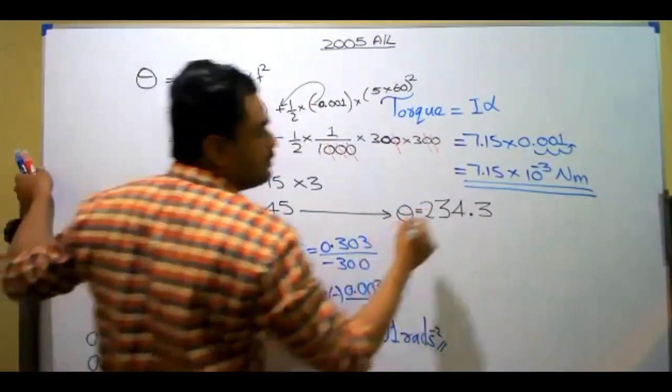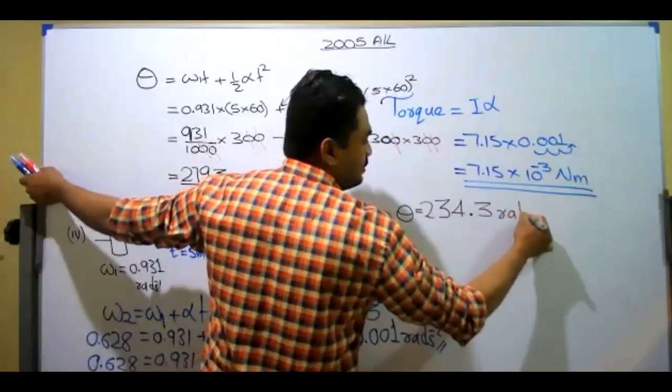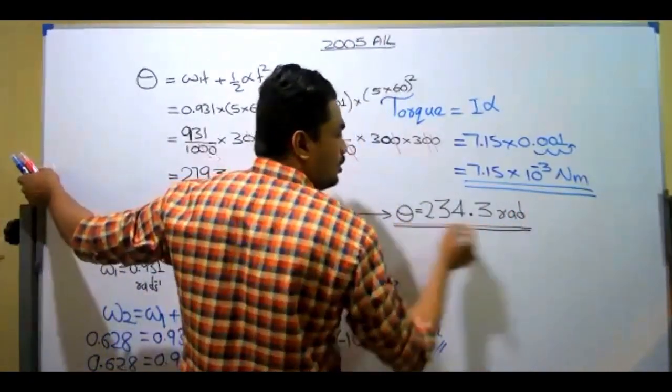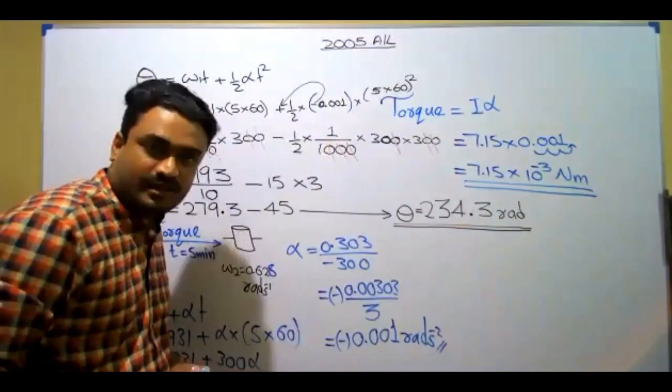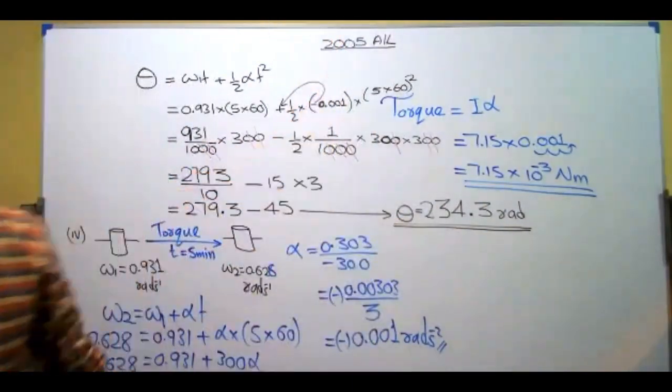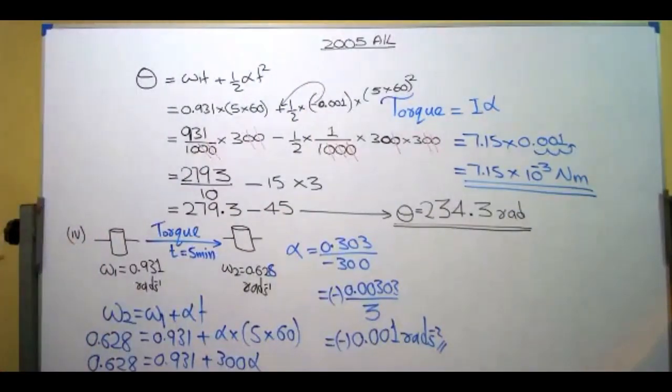Theta, angular displacement, the unit is radian. So theta is 234.3 radian. Who got this answer? Please raise your hand up if you have obtained this answer. Lamai, please raise your hand up in the Zoom chat if you have obtained this answer.